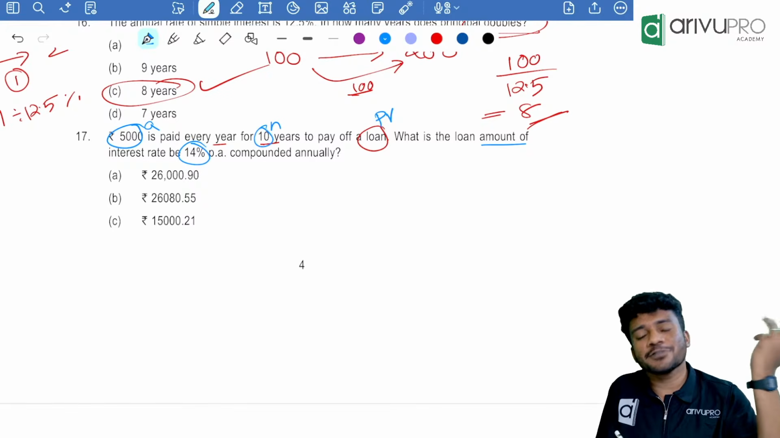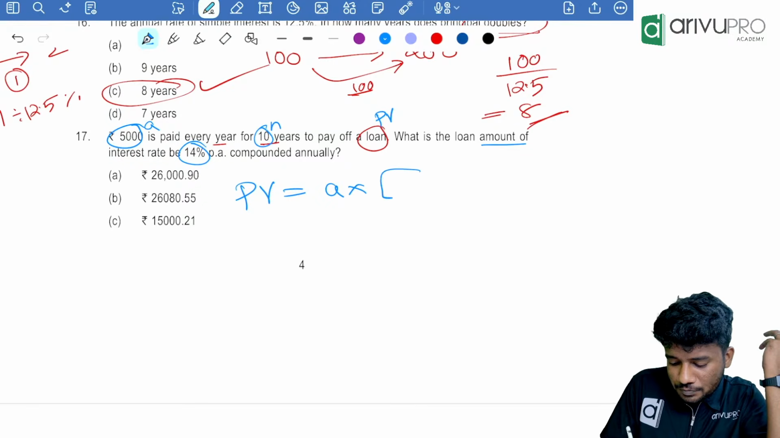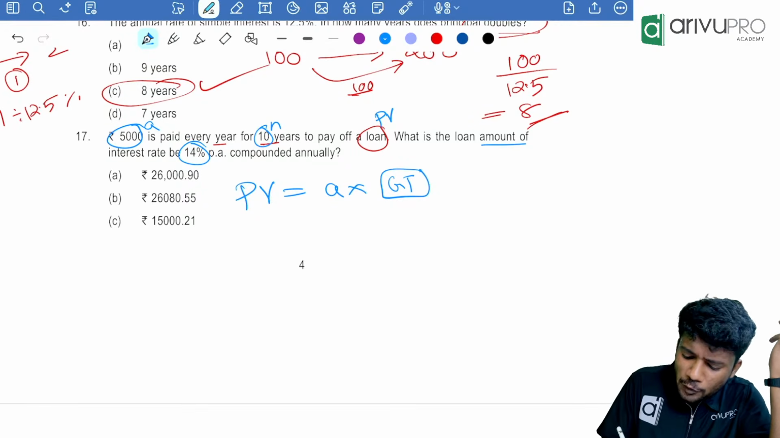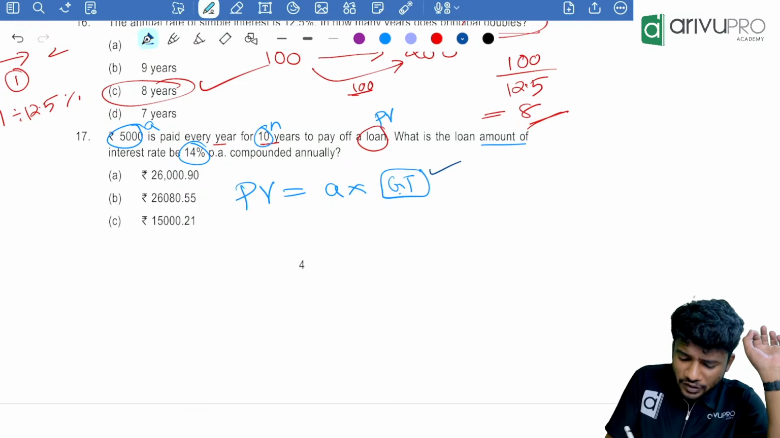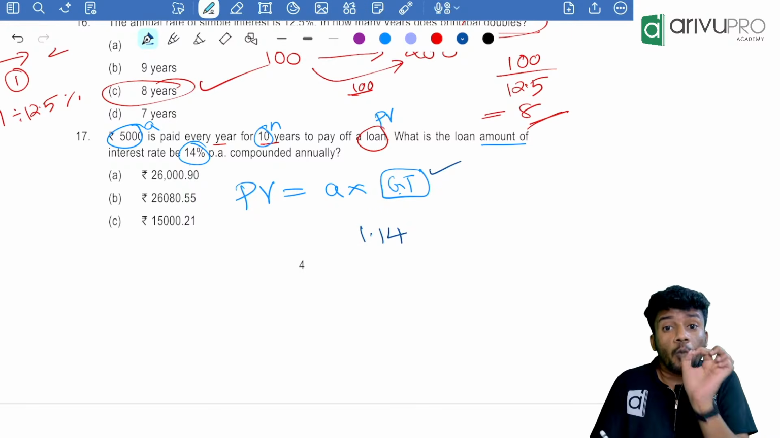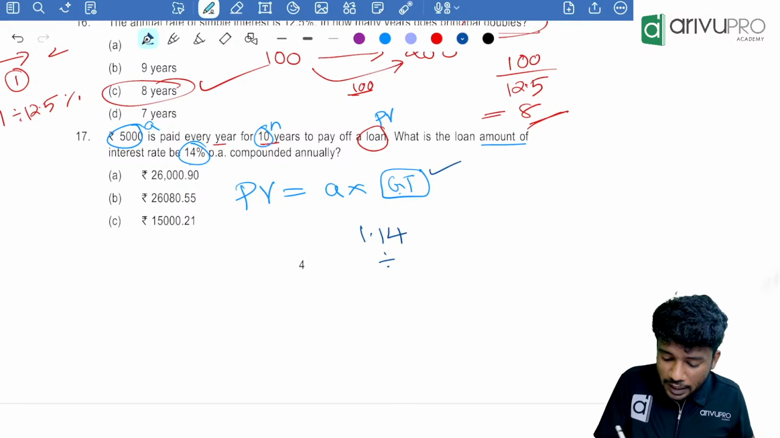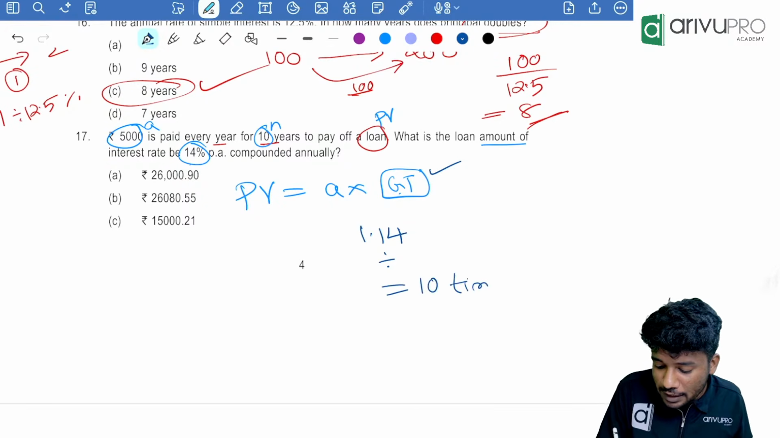You can directly use the GT method. PV is what? Annuity into our GT factor. Okay, everything is there. You can directly go for the GT method. How to do GT method? So first you need to find what? GT factor. How to find GT factor? Type 1.14. 1 plus I is how much? 1.14. You need to type on your calculator. Then click what? Divide. Equal to how many years? 10 times you should click equal to.